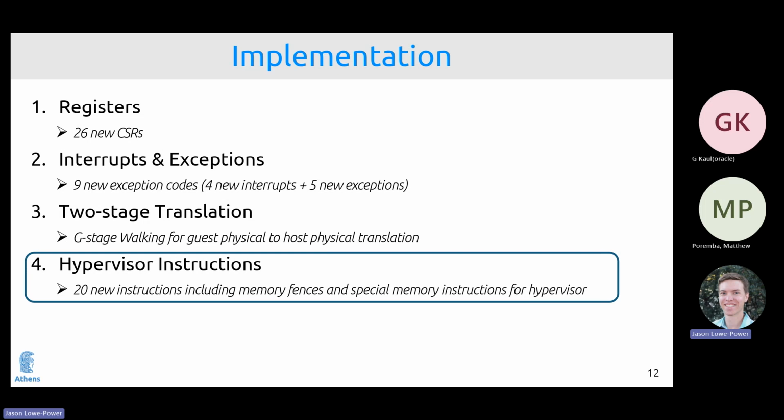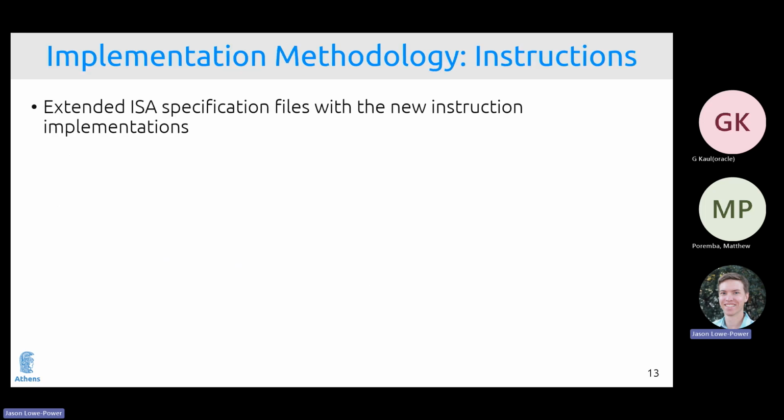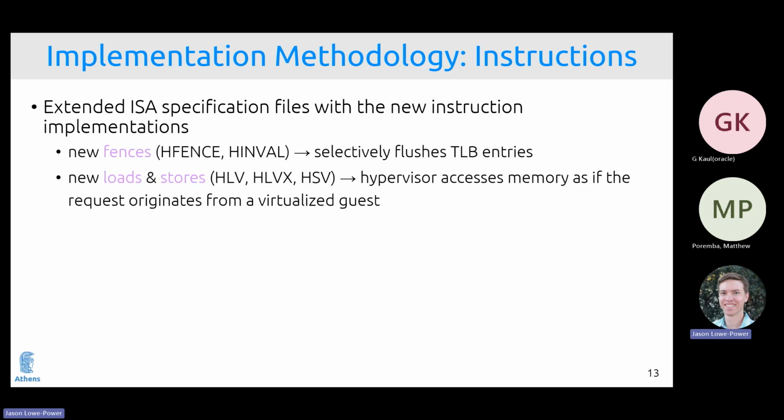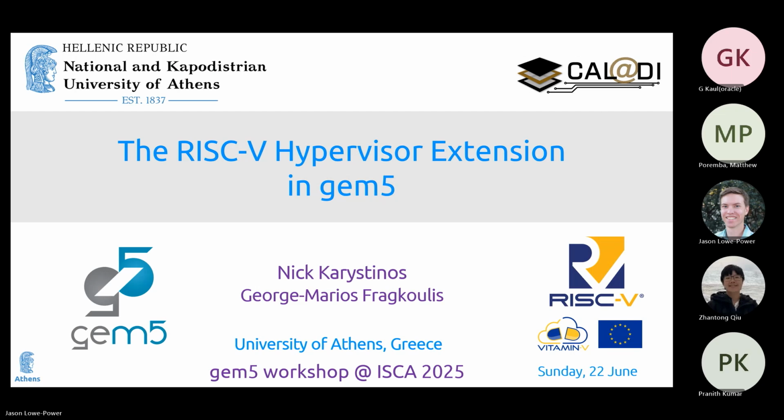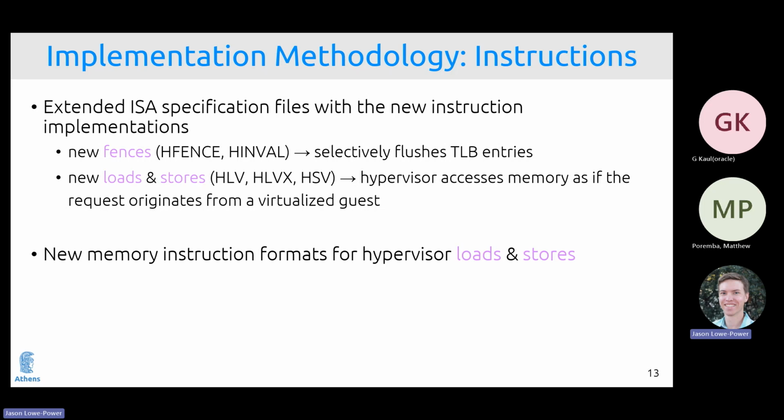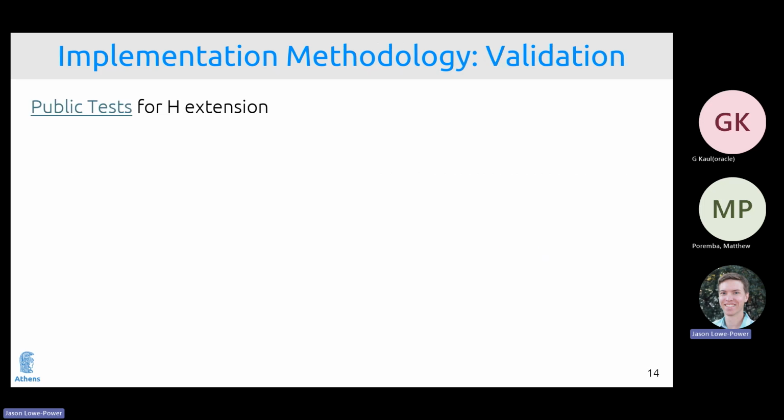Finally, you have to implement the hypervisor instructions. That's not too tricky to do. It's just some new fences and some special loads and stores. You just have to extend the ISA specification files with these instruction implementations, basically. We also had to define some memory instruction formats for the hypervisor loads and stores, but that's just specific to the way that gem5 does things. It's not something to do with the H extension.